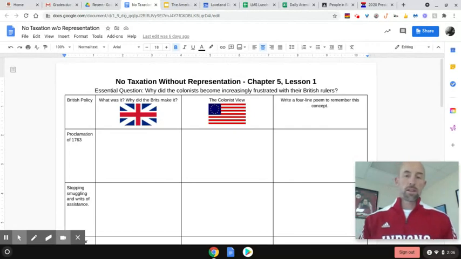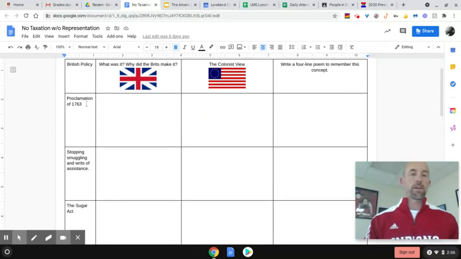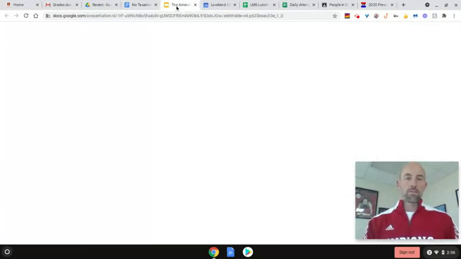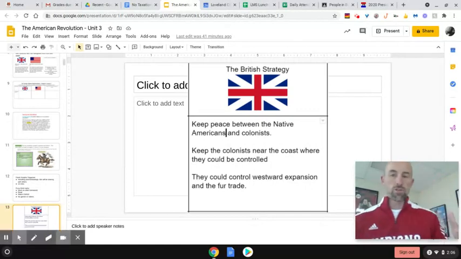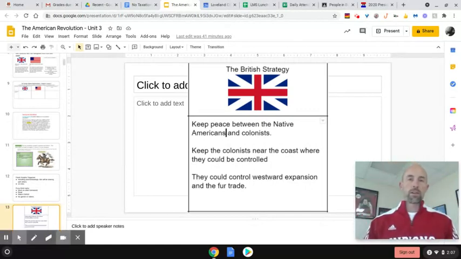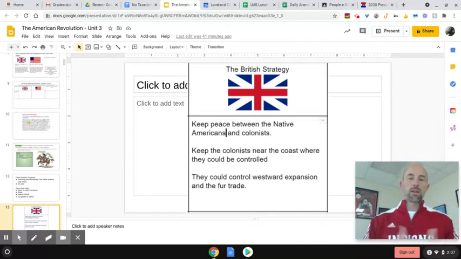So the first thing that we tackled on this graphic organizer was the Proclamation of 1763. That's something we did about a week and a half ago, at the end of the French and Indian War. Let me jump over to my slideshow. This was to keep peace between the Native Americans and the colonists, and it was a line drawn over the Appalachian Mountains, not a real line, an imaginary line that said the American colonists couldn't move west of the Appalachian Mountains. It was done to keep peace with the Native Americans.